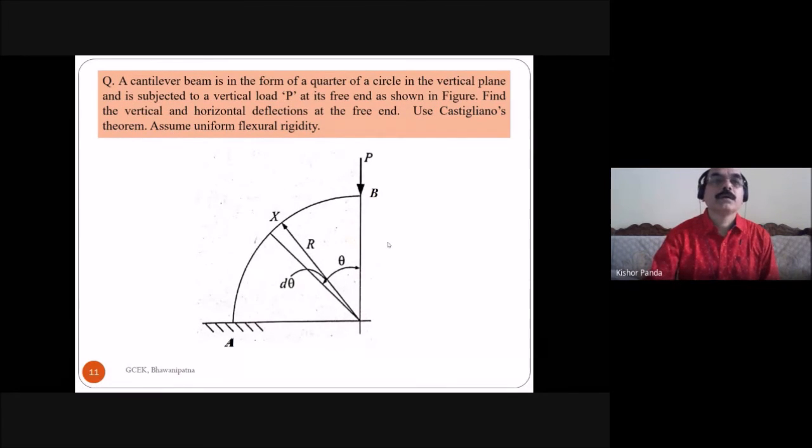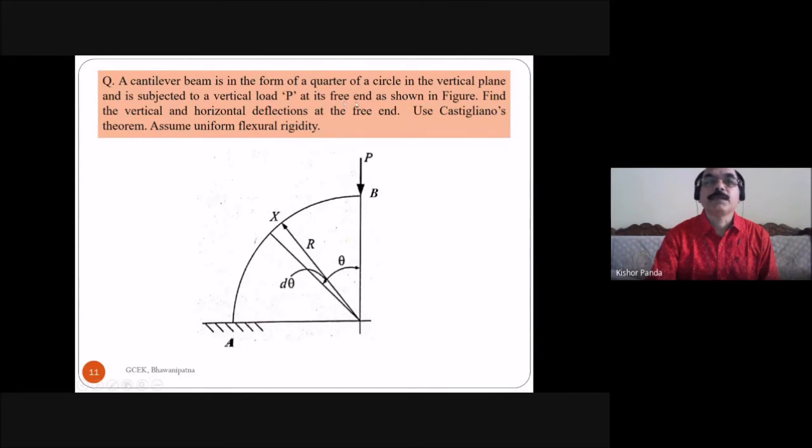Then coming to another example, a cantilever beam is in the form of a quarter of a circle in the vertical plane and is subjected to a vertical load P at its free end as shown in figure. Find the vertical and horizontal deflections at the free end. Use Castigliano's theorem. Assume uniform flexural rigidity. So this is the question.